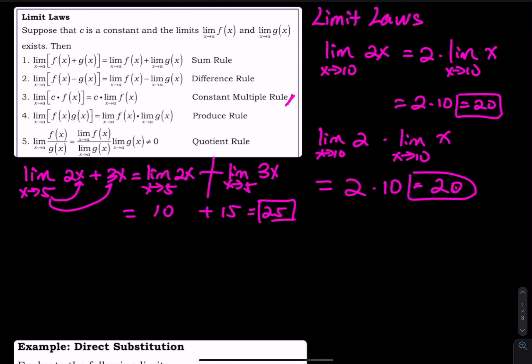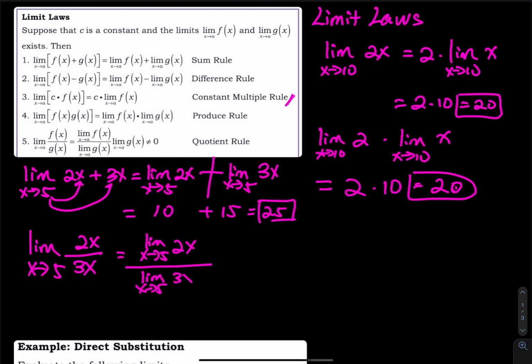So let's try the last one, the quotient. Let's say you have the limit as x approaches 5 of 2x divided by 3x. That is the same thing as the limit as x approaches 5 of 2x divided by the limit as x approaches 5 of 3x. So you plug in the 5, you plug in the 5, but if you plug in the 5 at the very beginning, you get the same thing, right? So to me, this is really just common sense. All right, so that's the limit laws.